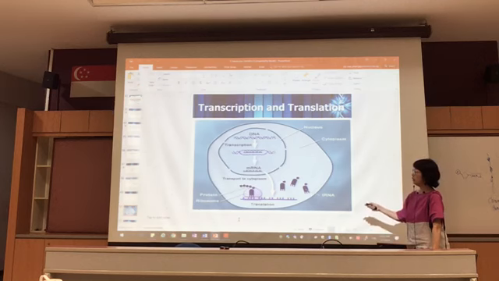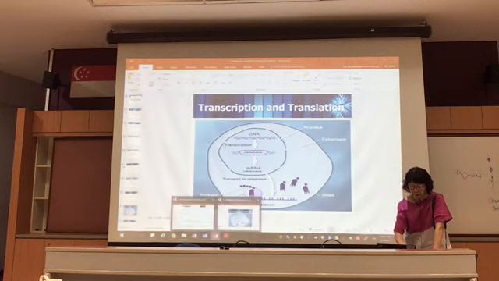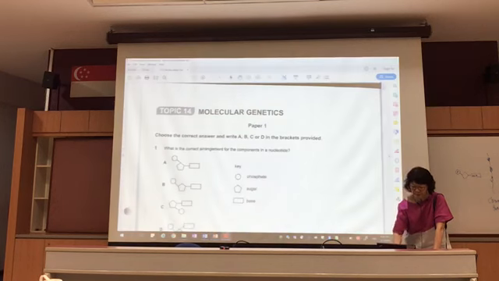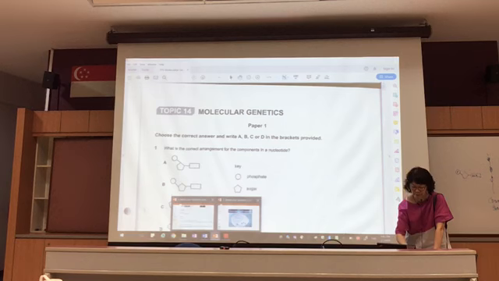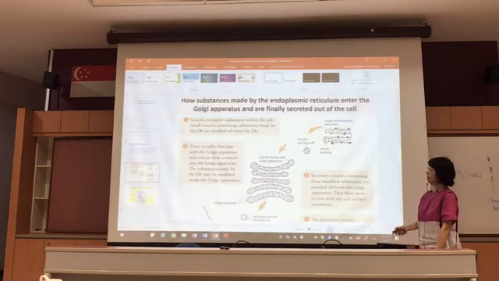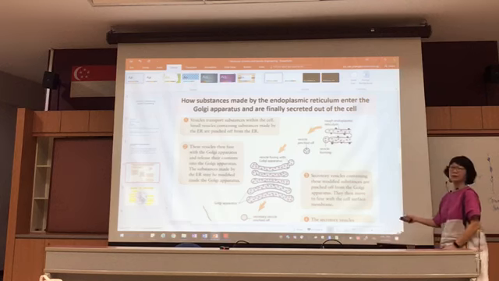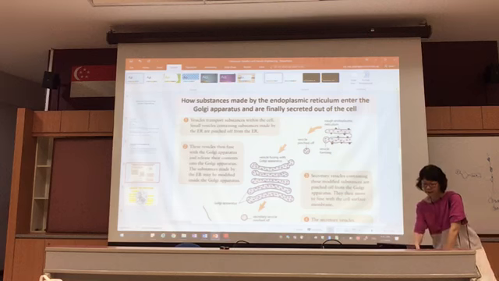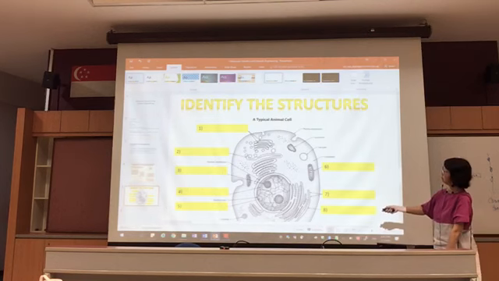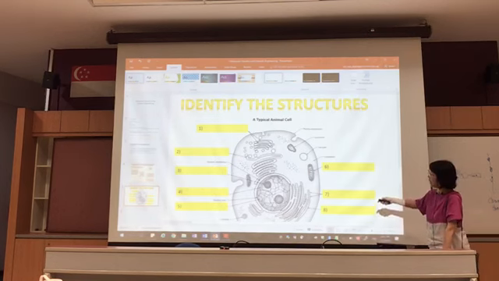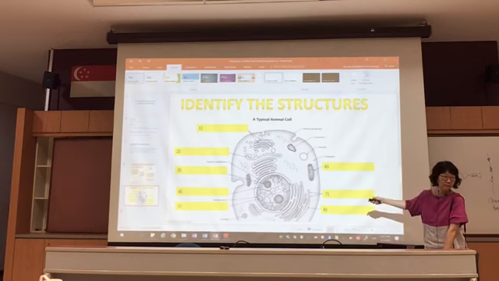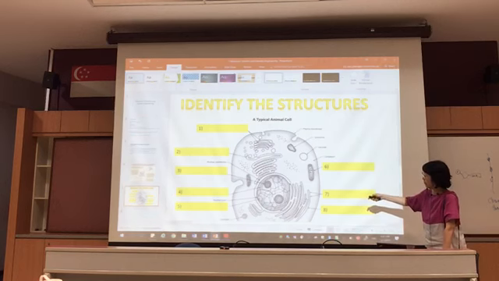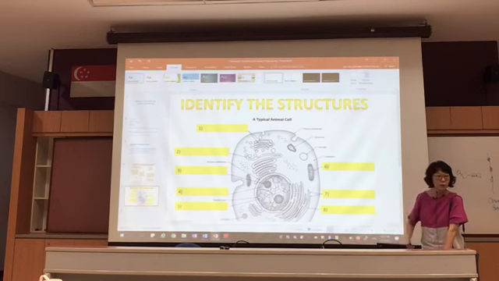Now the code is inside the nucleus, but protein synthesis occurs outside the nucleus. I bring you back to this. Do you remember this diagram in Sec 3? So I'm trying to link for you. In Sec 3 you learned that inside a cell, you have the endoplasmic reticulum. On the rough endoplasmic reticulum are the ribosomes, correct?